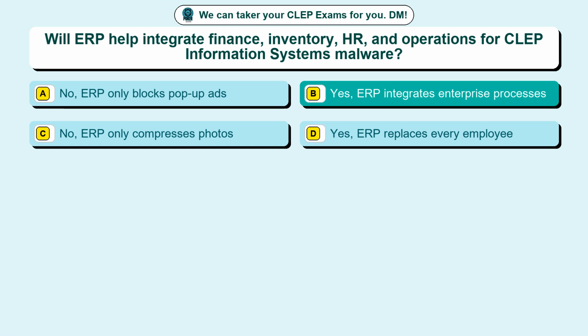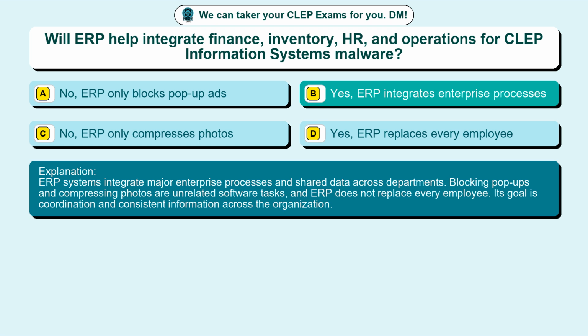The correct answer is option B. Yes, ERP integrates enterprise processes. ERP systems integrate major enterprise processes and shared data across departments. Blocking pop-ups and compressing photos are unrelated software tasks, and ERP does not replace every employee. Its goal is coordination and consistent information across the organization.